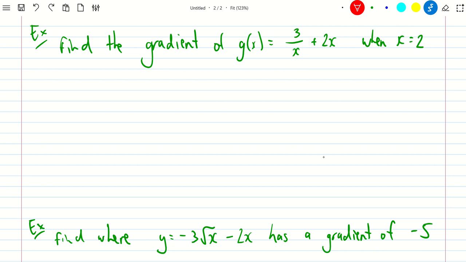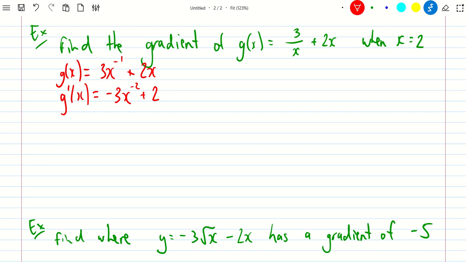Okay, so let's do that. Firstly, I'm just going to rewrite g of x as powers. So that's going to be 3x to the negative 1, it's on the bottom line, plus 2x. And now I'm going to find the derivative. g dash of x is equal to, the negative 1 comes down the front, that becomes negative 3x. We subtract 1 from the power, so that becomes negative 2. And the derivative of 2x just becomes plus 2. Okay, so there's my derivative function.